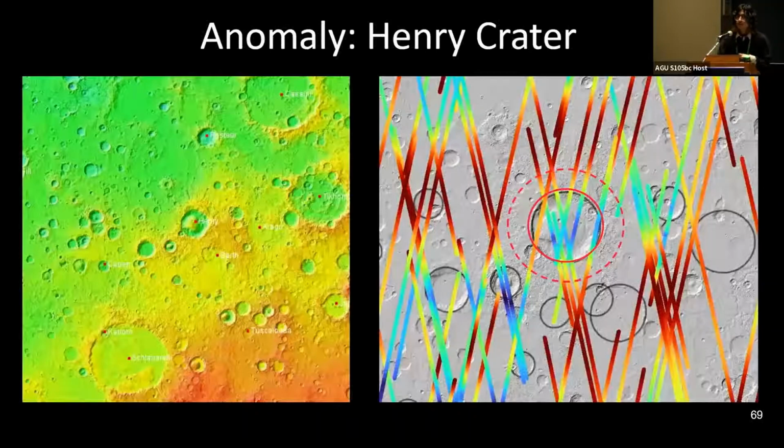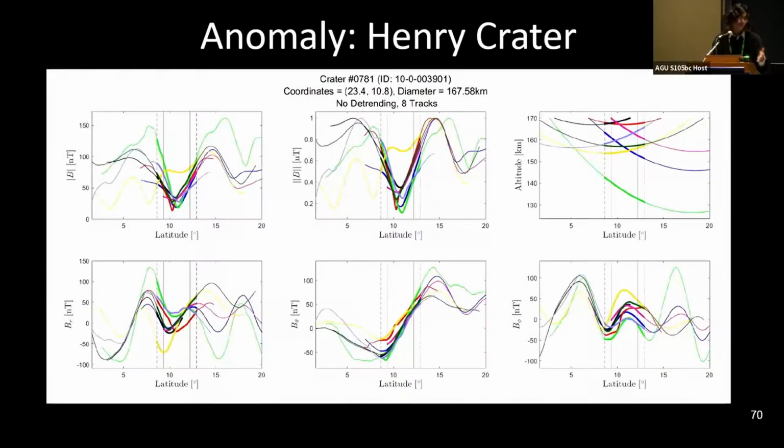But this work is still going on, and there are some interesting examples that we're really not sure about. So one of the main ones is Henry crater, which is located in Arabia Terra. Again, no topography on the right, and on the left we have these MAVEN tracks going over the crater. And to further analyze this, we have these cross-sectional plots, and I'll explain these more. First, for each plot, we'll have these 8 different colored line plots corresponding to the 8 MAVEN tracks that go over here. You can see the 8 going over there.